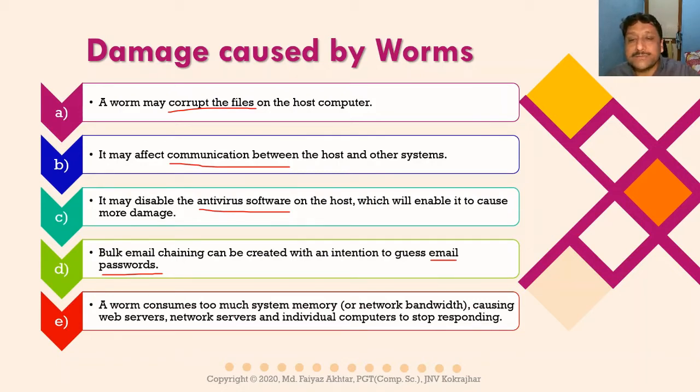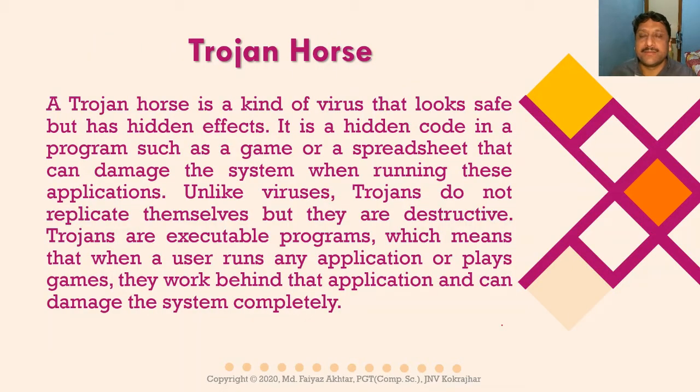A worm consumes too much system memory. Why is it consuming too much memory? Because it self-replicates, it copies itself. And then the network bandwidth becomes slow. The internet becomes slow, your computer becomes slow, causing web servers, network servers and individual computers to stop responding. It will become so slow that it stops responding. These are the damages done by worms.